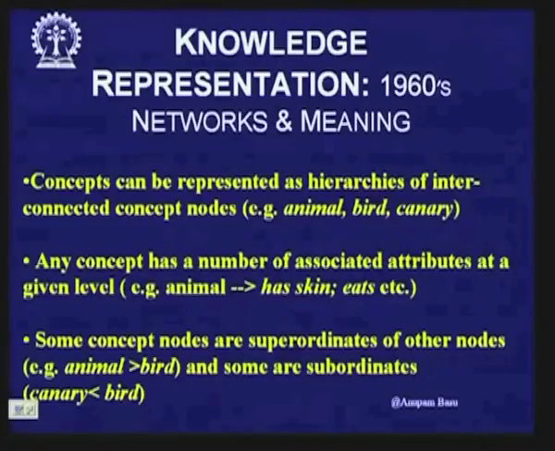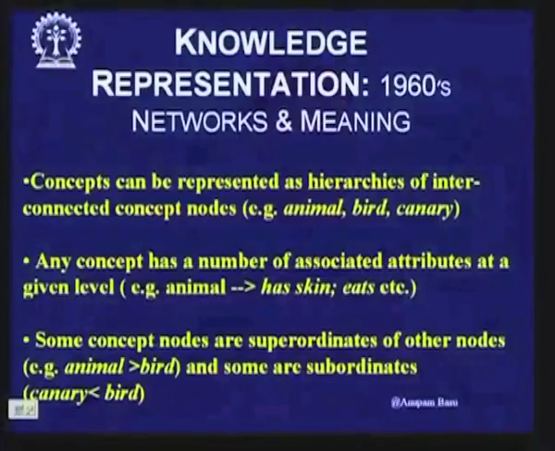In this approach of representing meaning as networks, concepts can be represented as hierarchies of interconnected concept nodes. If I assume that one concept will be one node, say for example, animal is a concept, bird is a concept, canary is a particular type of bird. Stork is another type of bird. All these are birds and they are all related to the concept bird, but canary is another class of birds, sparrow is another class of birds, but all of them share some things in common with bird, and bird again being connected to animal will have some common properties with animal.